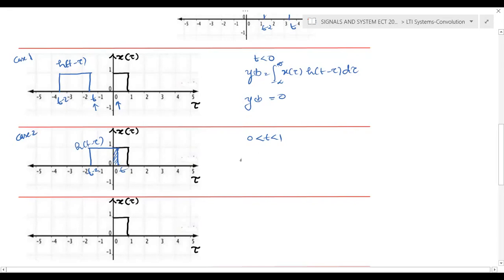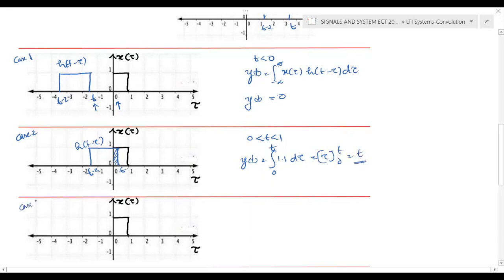Now this integral equation, if you evaluate, you can see that you can start the integration from 0 onwards because x of tau is having non-zero magnitude only from 0 onwards, and h of t minus tau is only up to t. So you can integrate from 0 to t, and during this interval x of tau magnitude is 1, h of t minus tau is equal to 1. So if you integrate it, tau from 0 to t, and you will get t. This is the second case.